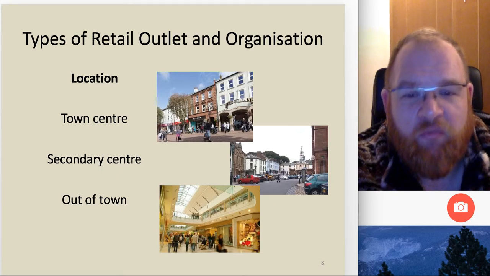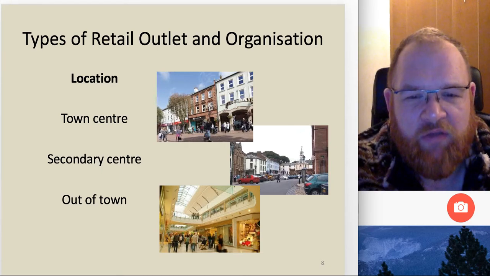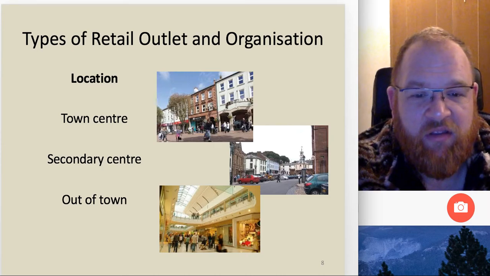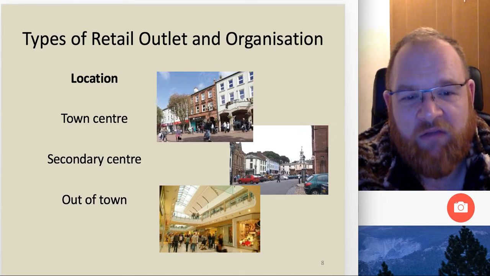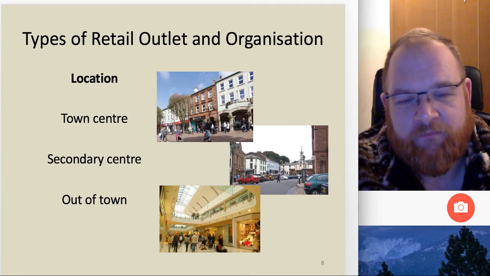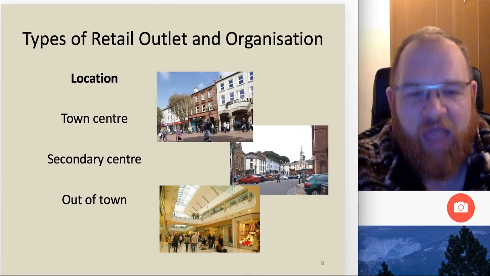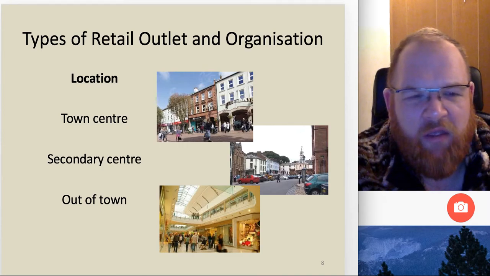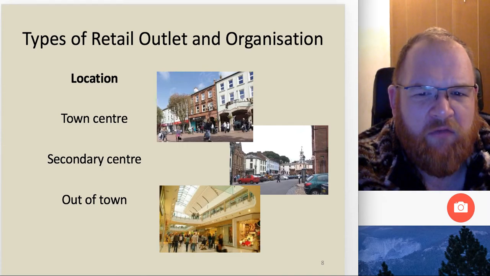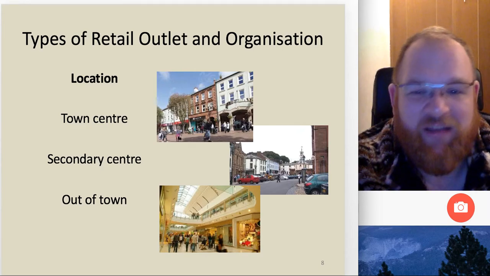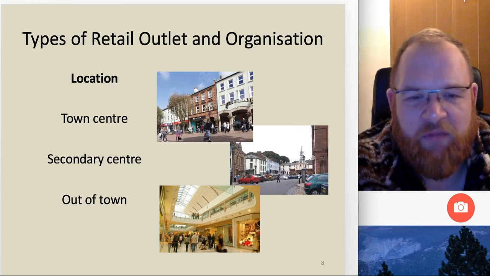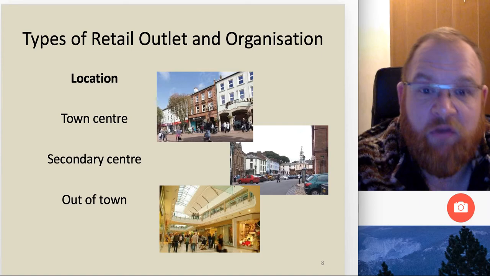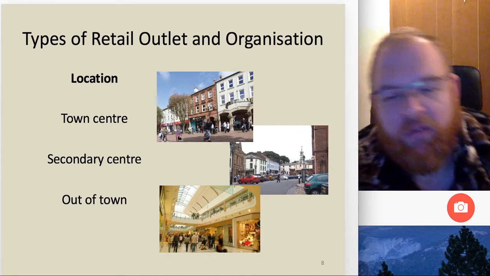We can think about location when we describe a retail organisation and outlet. From town centre, fairly self-explanatory, to secondary centre, which is where typically a group of stores will be outside the main town centre, but would form an area. Usually these are where they are specialty stores. I'm thinking of things like Savile Row in London, which is synonymous with tailoring, for example.